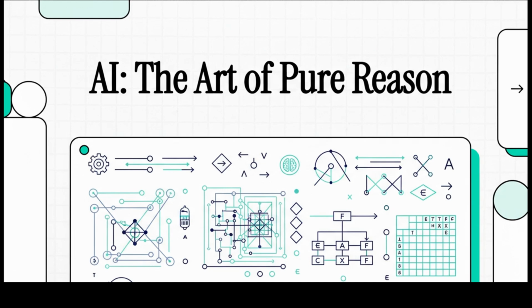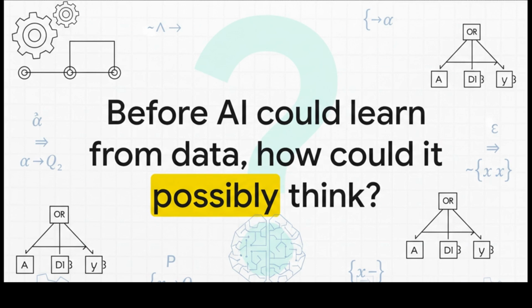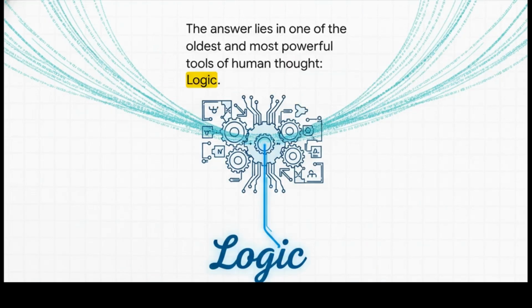Think about it. Before all the buzz about big data and neural nets, how on earth did we first try to teach a machine to think? This is the exact question that kept the pioneers of AI up at night. I mean, if you can't learn from experience the way you and I do, what's left? How do you even begin to build a mind from absolute scratch? Well, the answer is pretty fascinating.